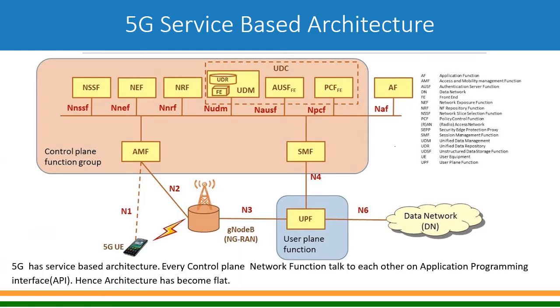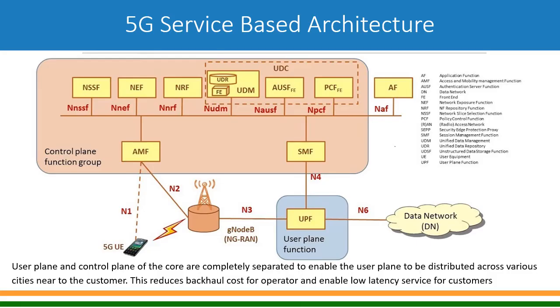5G service-based architecture: 5G has service-based architecture. Every control plane network function talks to each other on API. That's a flat network, so they interact on the API, application programming interface. Hence architecture is flat as far as control plane is concerned.